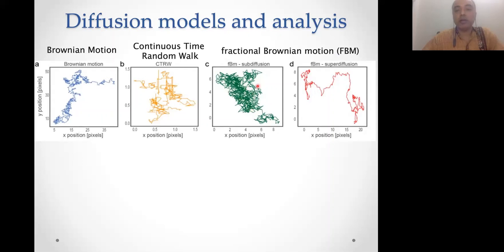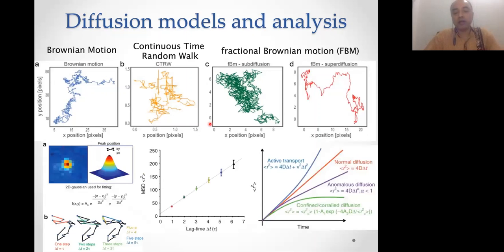Or you can get these kinds of super diffusion motions where an active process makes it travel larger distances than you would have normally traveled. And you might wonder, how do I distinguish from this random squiggle what kind of motion I am getting? So here is some of the standard analysis that is done on these single molecule trajectories. All that has been recovered from these single molecule images is the centroid, and each centroid as a function of time is plotted in this trajectory.